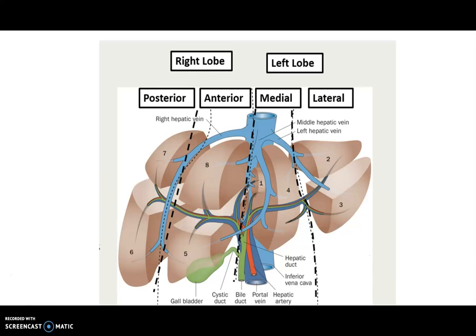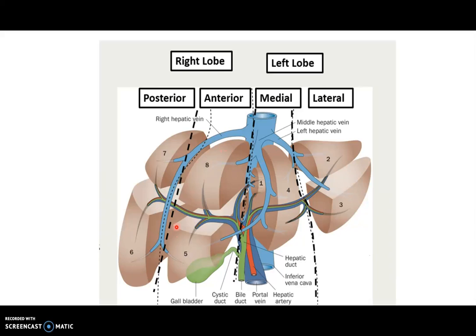So now we will talk about the segments of the liver. We are not going to go into all the segments, we are just going to talk about the important ones. This is the first segment, also known as the caudate lobe. Second, third, fourth segment, fifth, sixth, seventh, eighth. So it goes around in a clockwise direction. 1 2 3 4 5 6 7 8. Just remember, in a clockwise direction.